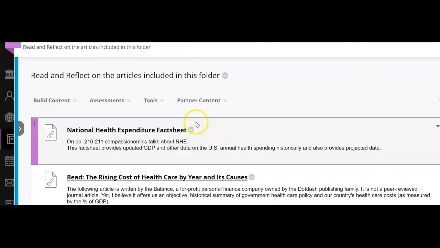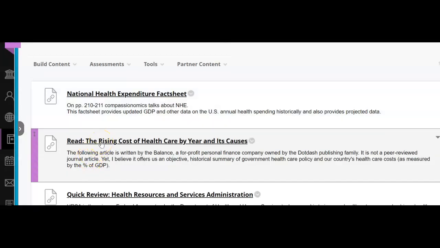So you'll find a quick update on the National Health Expenditure fact sheet that's included here. And this is an article that was written by Balance. It is a for-profit personal finance company, so keep that in mind. It is not a peer-reviewed journal article, but I believe it offers us a really good historical summary of government healthcare policy and our country's healthcare costs. So it gives us a chance to say, what were our costs in the past? How did they change?